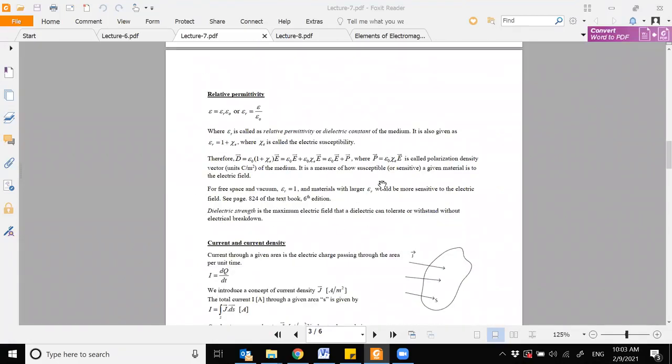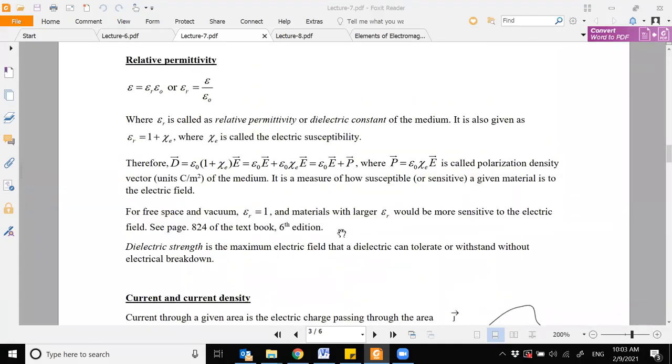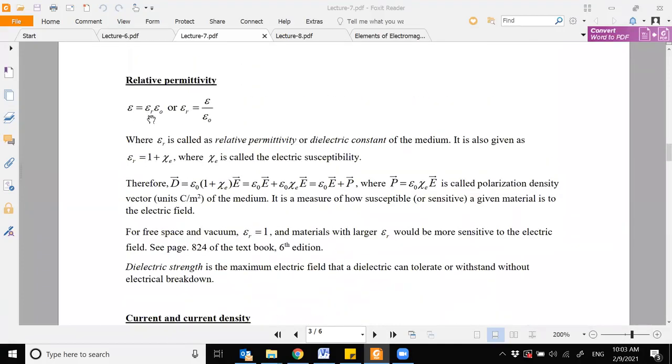And then we also looked at the relative permittivity, where I explained the relative permittivity is actually epsilon r, which is derived from electric susceptibility. And this electric susceptibility is coming from the property of the material, that is how it behaves with the electric field. And if we substitute in our electric flux density, we end up with a vector called P, which is called the polarization density vector.